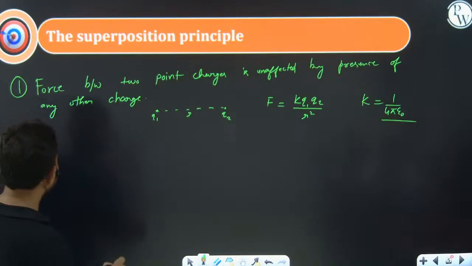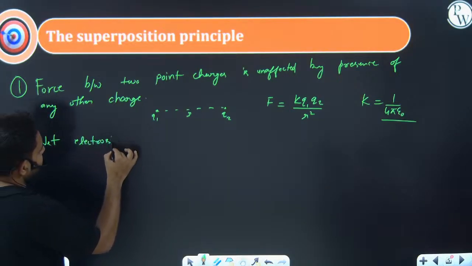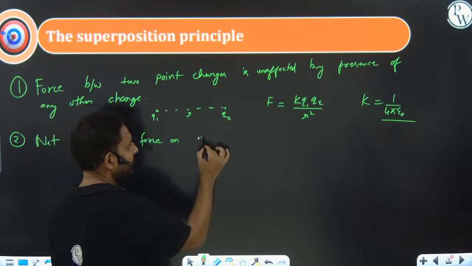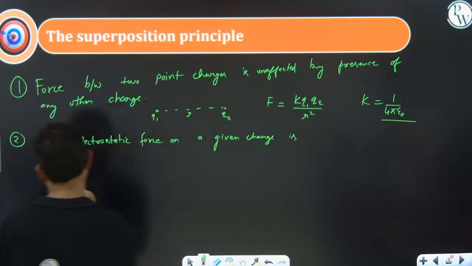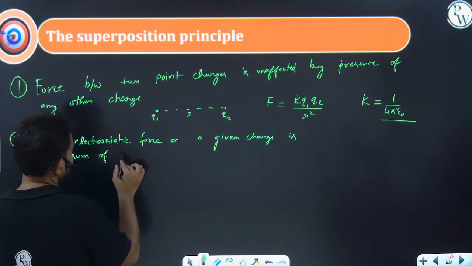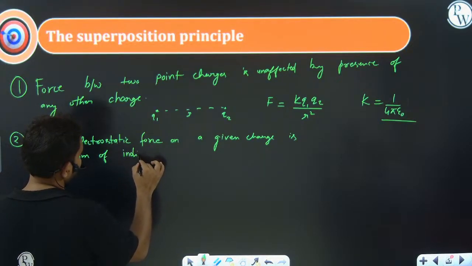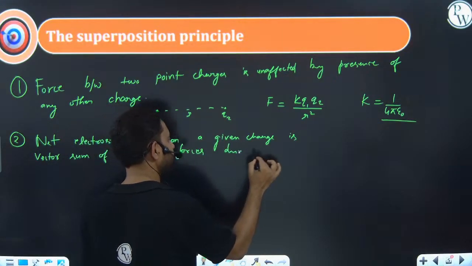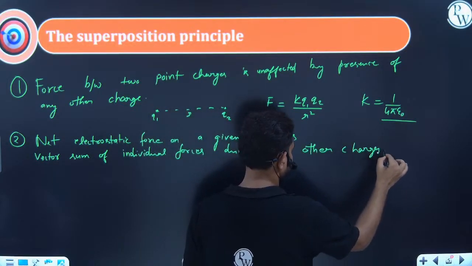Clear? So the net electrostatic or any kind of static force on a given charge is the vector sum of individual forces due to all other charges. Are you getting me?